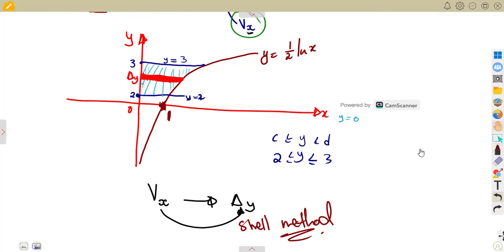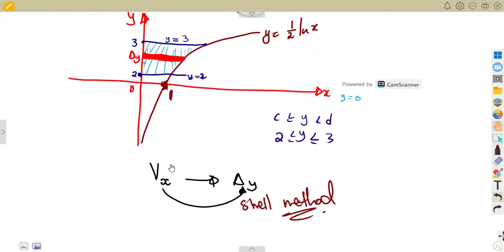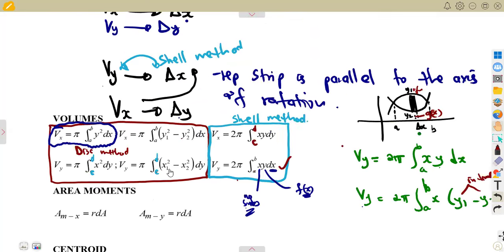What does it say? What does it state? The strip, the volume for x, the strip for y. Let's go back to our shell method. We need the volume for x. The strip is for y. So like I said, these are the limits C and D.